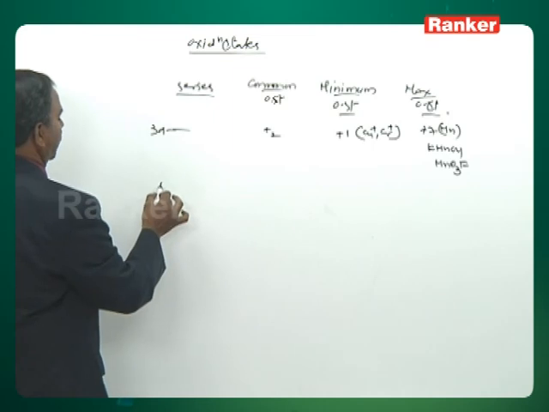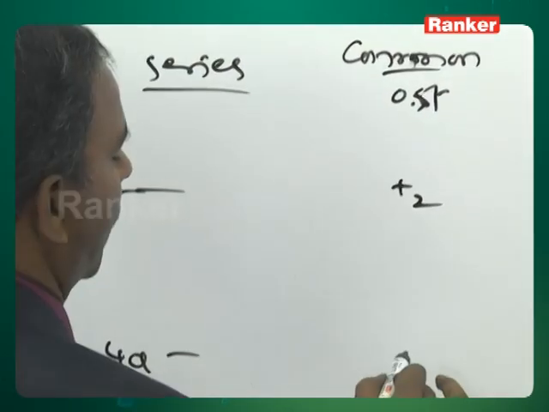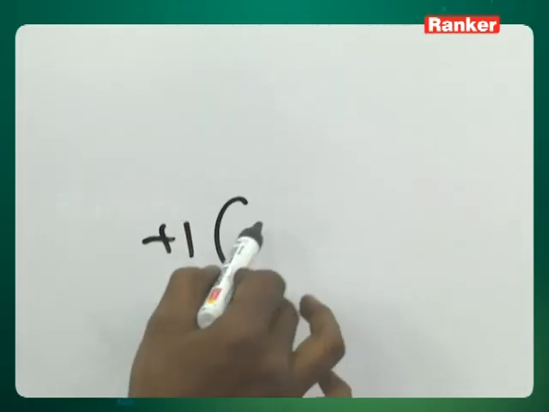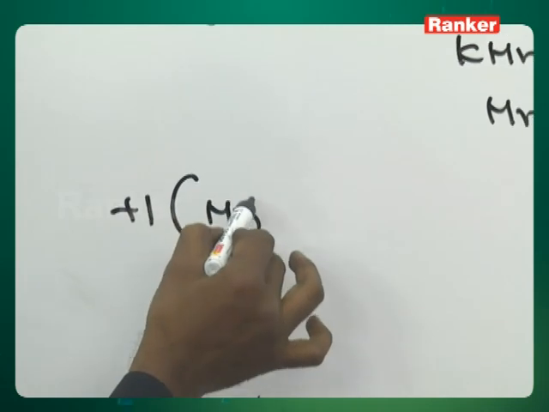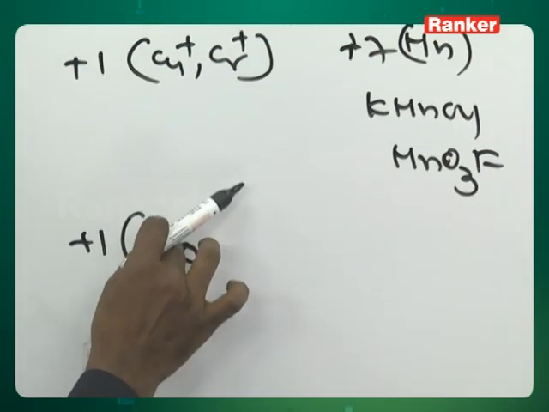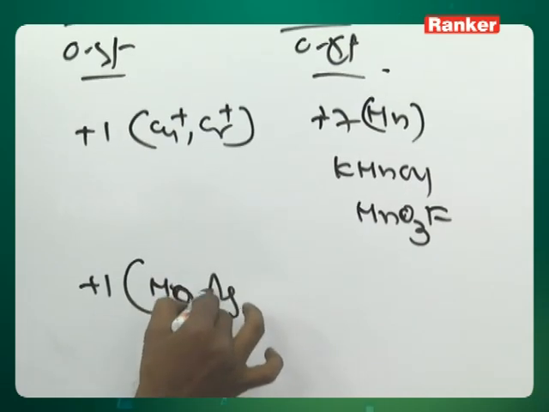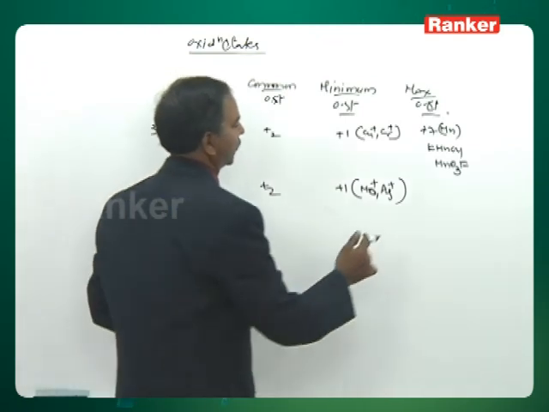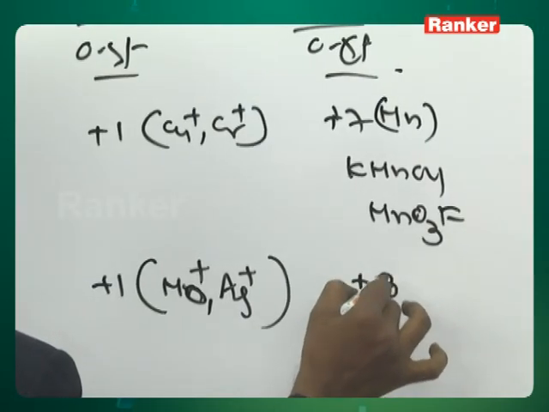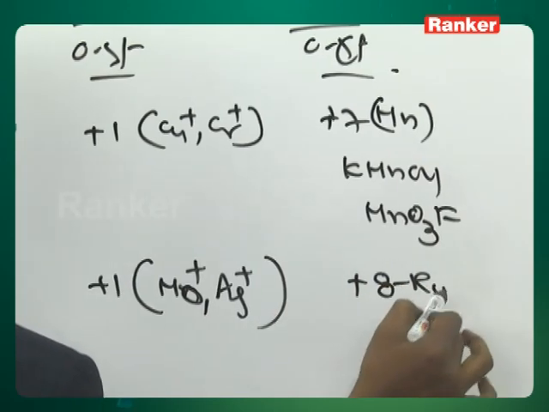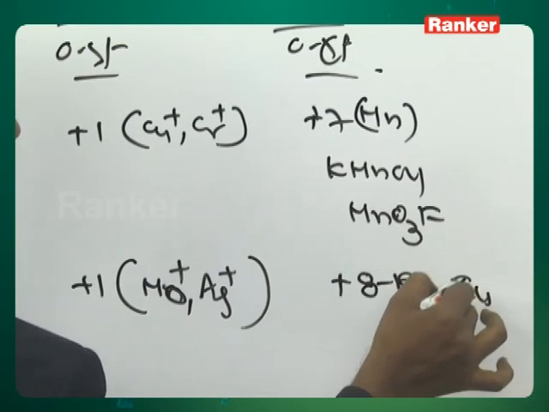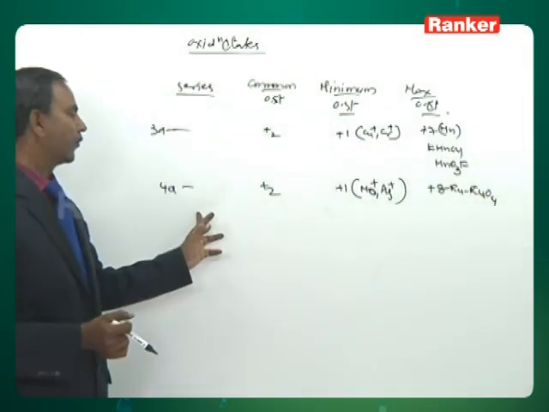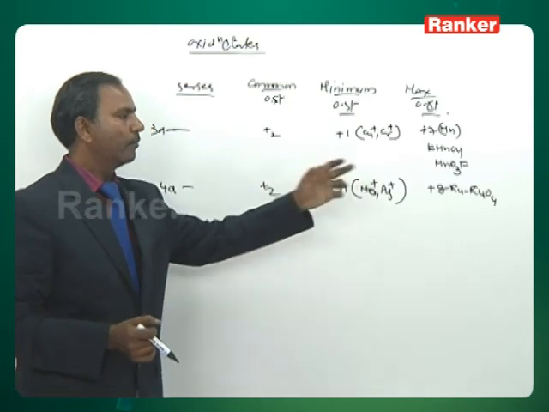Coming to the 4d series, the common oxidation state is again +2 and the minimum oxidation state is +1. +1 is exhibited by molybdenum and silver. So minimum +1 for molybdenum and silver, and the maximum oxidation state is +8, generally exhibited by ruthenium in ruthenium tetroxide. In RuO4, ruthenium exhibits +8. Again in 4d: common, minimum and maximum.